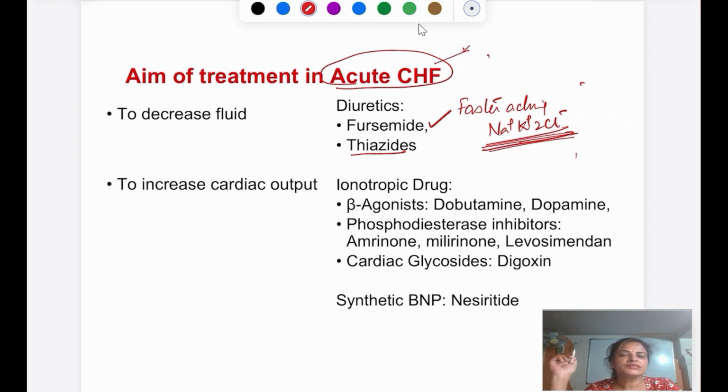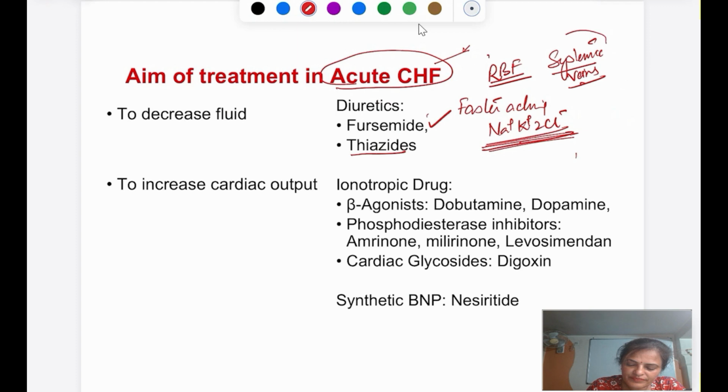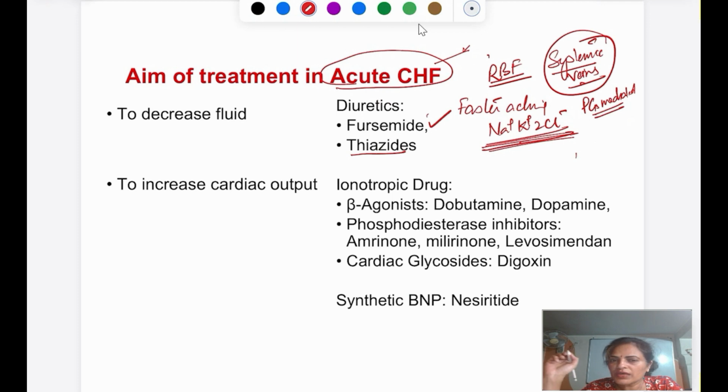Second thing is, in acute CHF, why are we preferring the furosemide? Because it increases the renal blood flow. This is another reason. Another is, even before this diuresis action starts, it is going to increase the capacity of the systemic veins. And this action is prostaglandin mediated. This is very helpful in the acute heart failure.